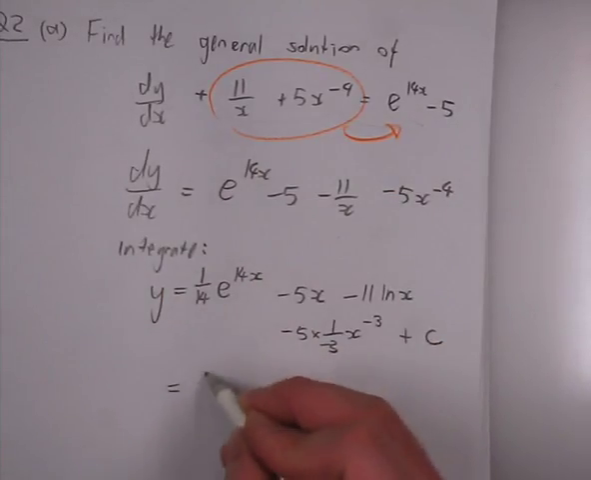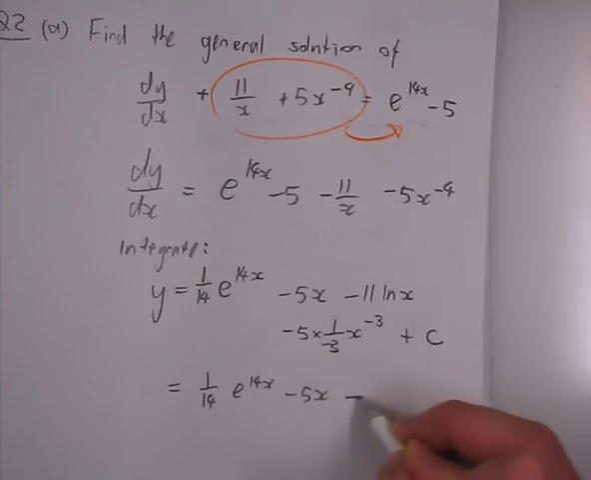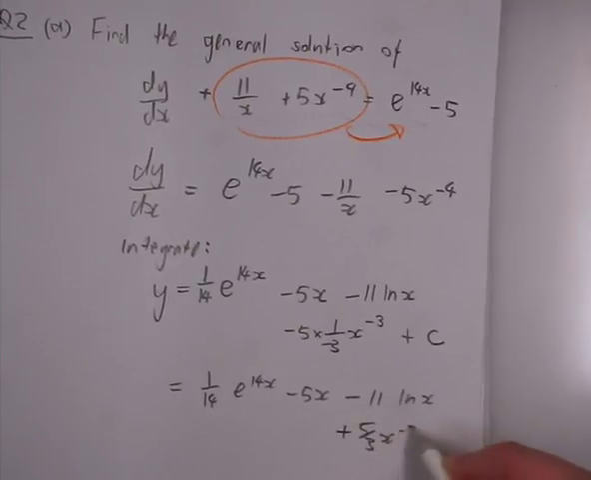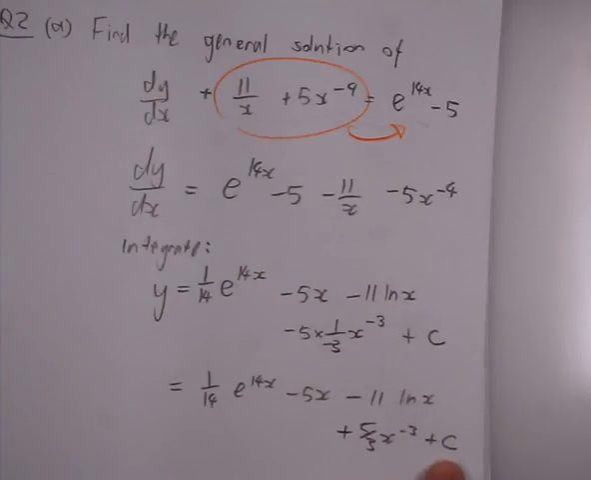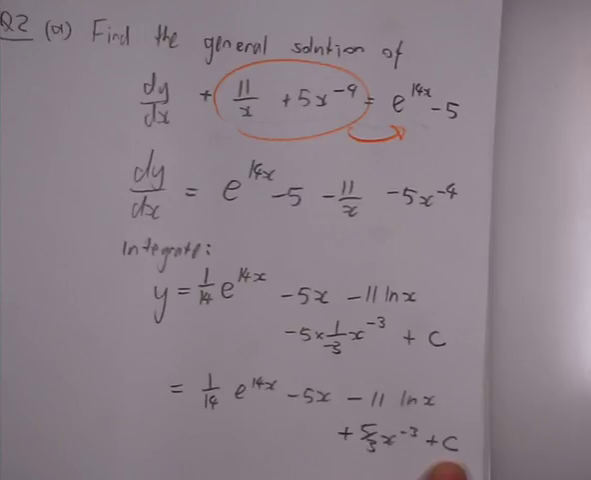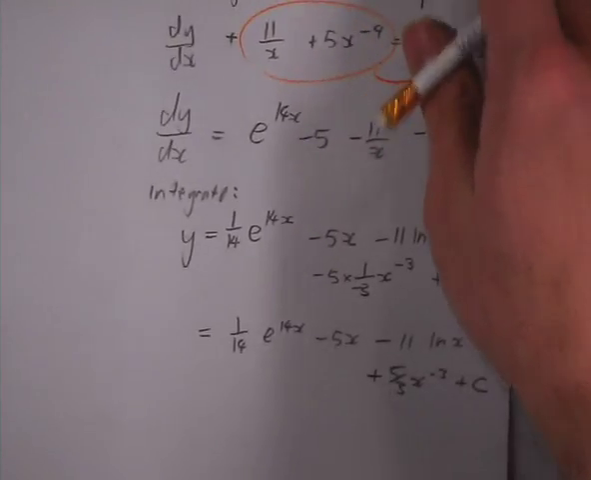So 1/14 e to the 14x minus 5x minus 11 ln x plus 5/3 of x to the minus 3 plus c. And that's what they mean by a general solution. It will have an unknown in it. I mean, x is a variable and not an unknown. It'll have a constant that you do not know somewhere. Okay, so that's the general solution. So this was in the category of just integrate it. So rearrange it and just go, oh, cool, it's just all in terms of x. I'll just integrate it.